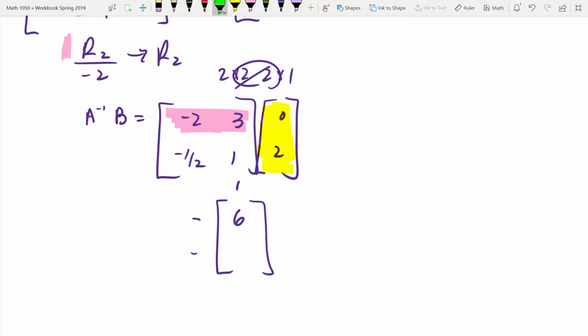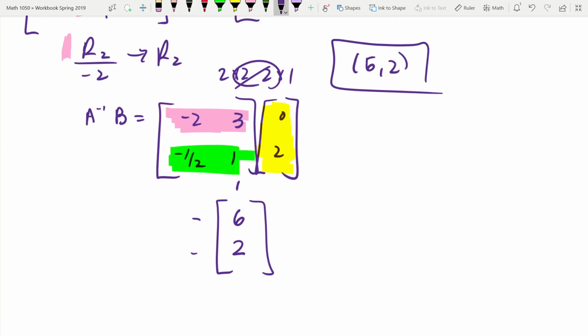And then I move to this guy. The green 1 comes down. So negative 1/2 times 0 is a 0. 1 times 2 is 2. 0 plus 2 is a 2. I'm done. My answer is 6, 2. Plug it back in and check it.